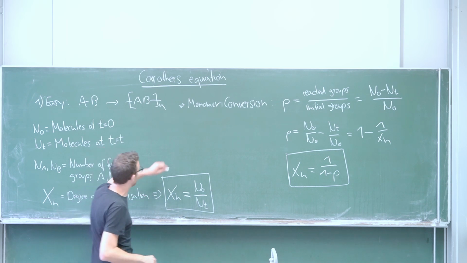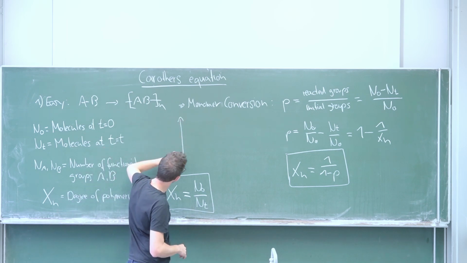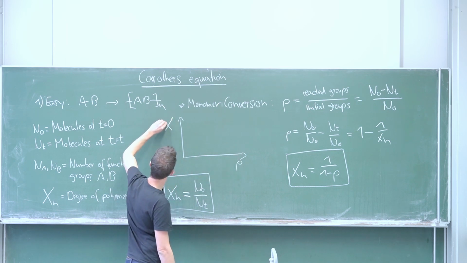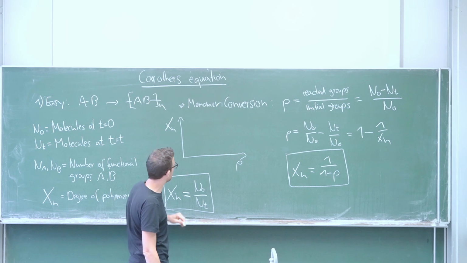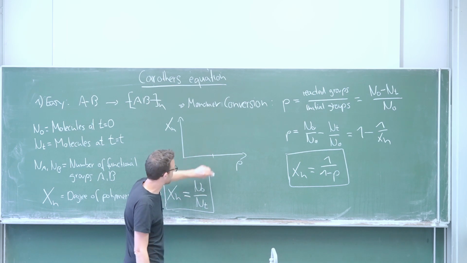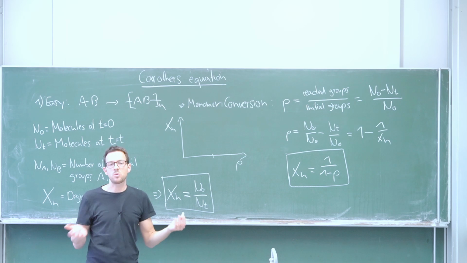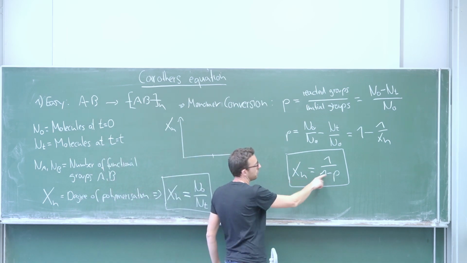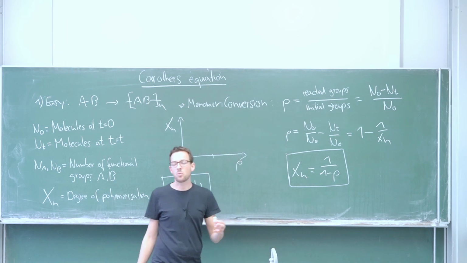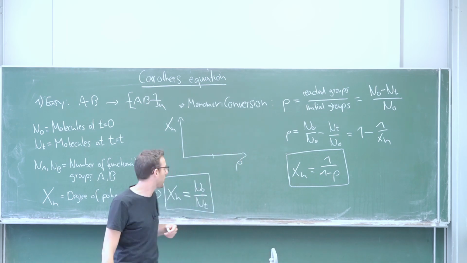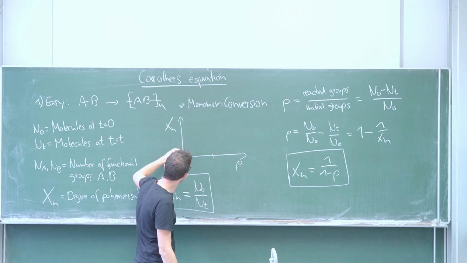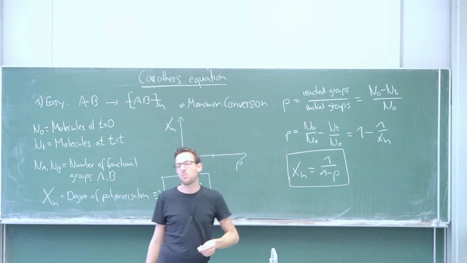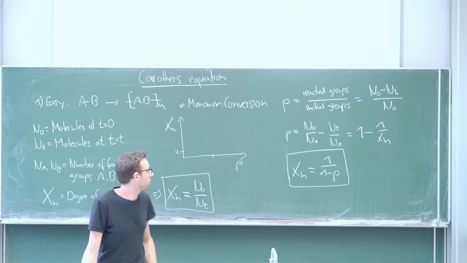And now we can maybe make a very little drawing here. Conversion p over Xn. And now we pick a couple of numbers. So we can start with 0.5. 50% of the groups have reacted. What we will get is p is 0.5. 1 minus 0.5 is 0.5. 1 divided by 0.5 is 2. So then we can maybe pick an example of 90% conversion.